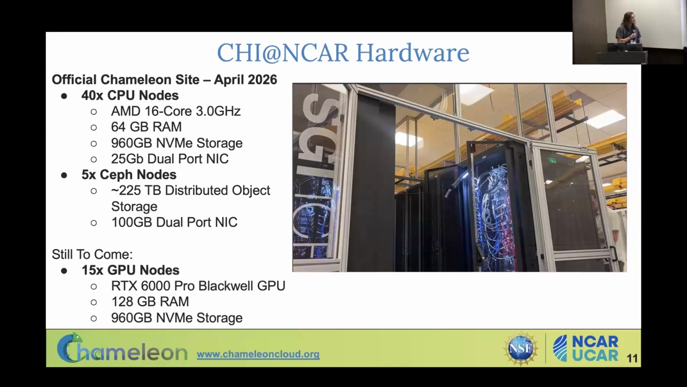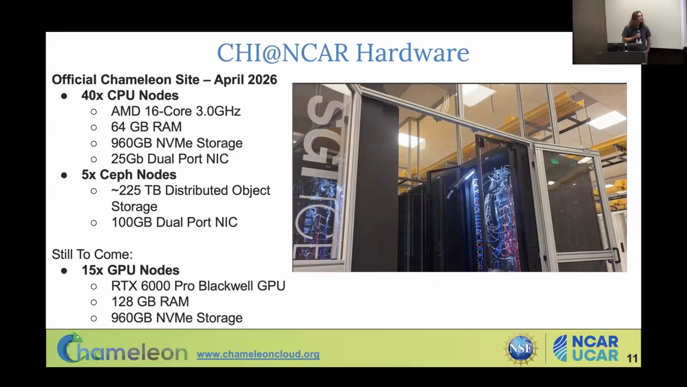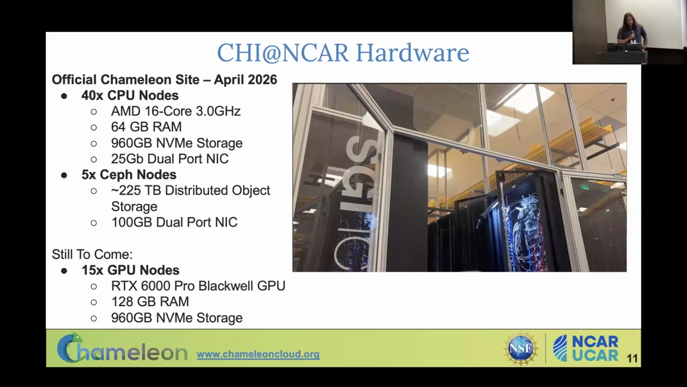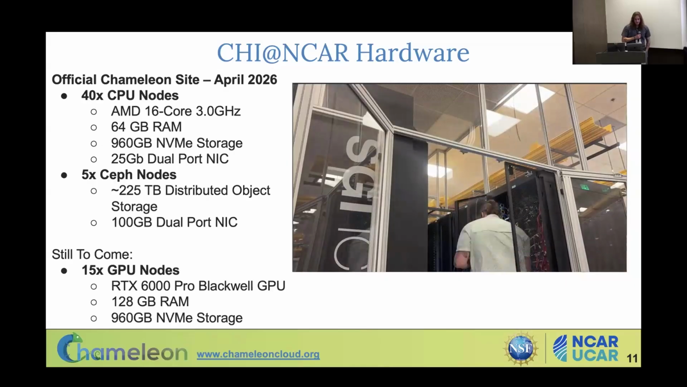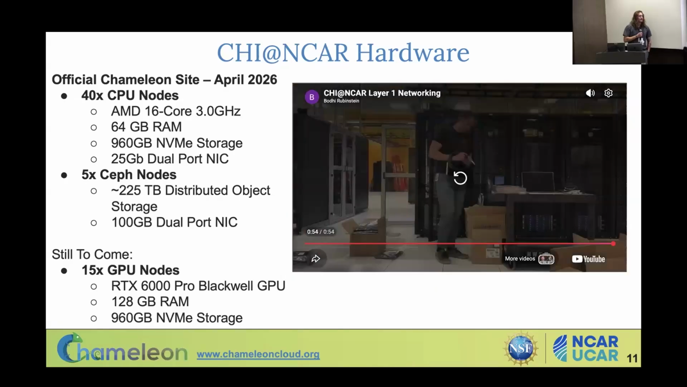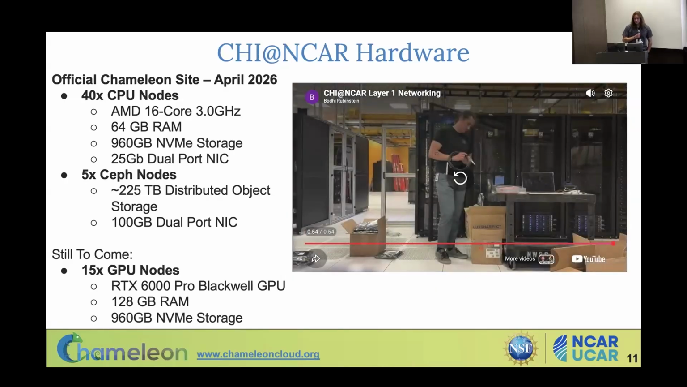We have 40 new general compute CPU nodes that all have 16-core AMD processors, 64 gigs of RAM, 960 gigs of NVMe storage, and 2 25-gig dual-port links. And then we have a Ceph cluster of 5 Ceph nodes, which gives us about 225 terabytes of distributed storage. And those have dual 100-gig links.